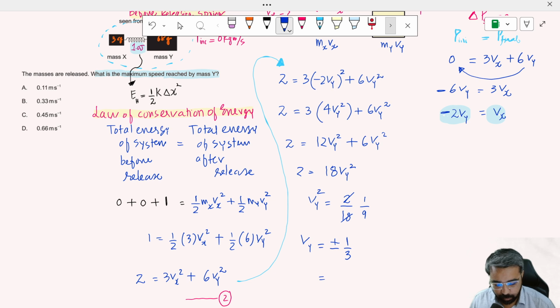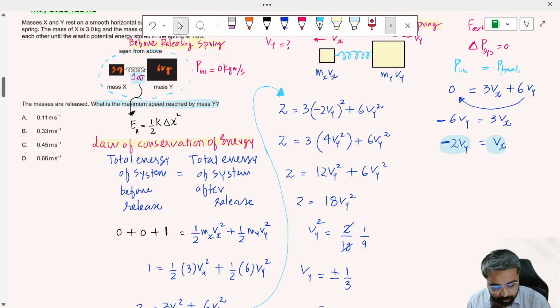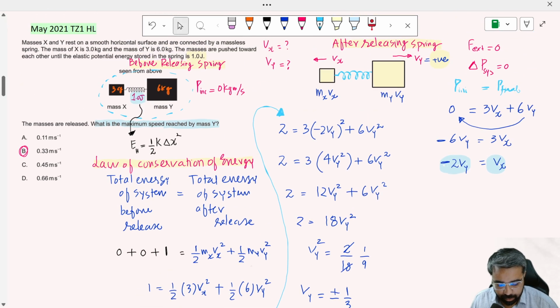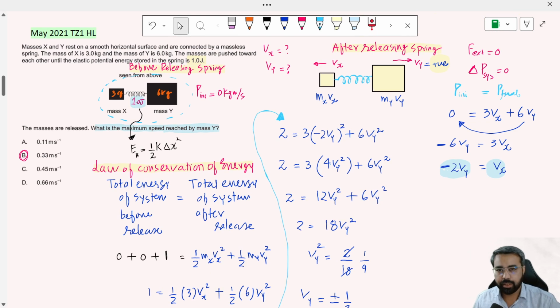And we have already seen that the velocity will be a positive value because it's directed towards the right side. So we should consider only 1 over 3 meter per second, that is 0.33 meter per second. So that's why the right answer must be option B. And I hope you understand this lengthy procedure, because it was basically more mathematical.